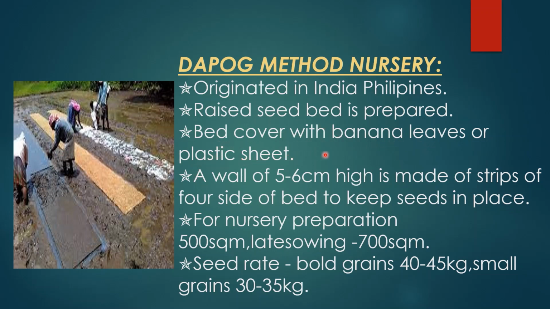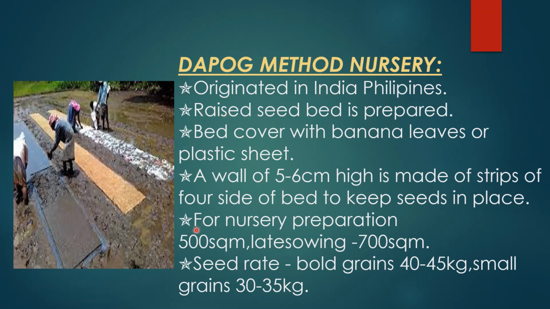Why are we using banana leaves or plastic sheet? Because the seedlings cannot penetrate into the soil. We have to prepare a wall of 5 to 6 centimeters height, made up of strips like banana strips or any waste material of the crops, on all four sides of the bed to keep the seeds in place. This is all about the Depog method nursery.